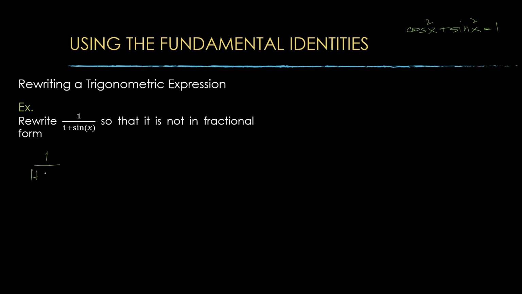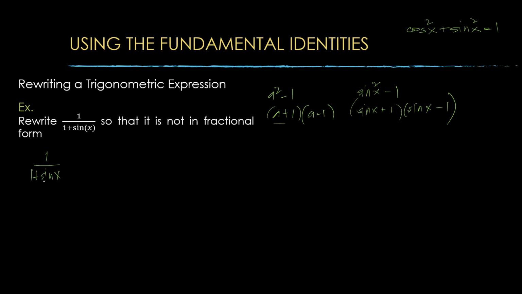So we have 1 over 1 plus sine of x. What should we multiply? Remember a squared minus 1. What are the factors for this one? We have a plus 1 and what? A minus 1. Right? So if you have sine of x squared minus 1, what are the factors? You have sine of x plus 1 and sine of x minus 1. So what should we multiply?